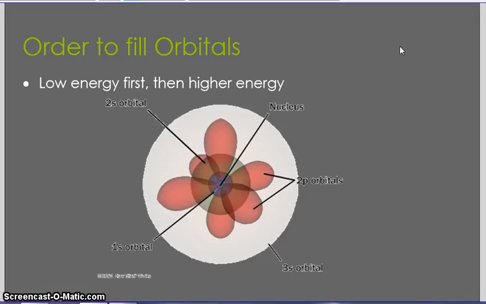Now, we always start going from lowest energy first and then filling into higher energy. This is the more stable state for elements. This is not a rule that we make. This is an observation we make from our data when we observe elements.